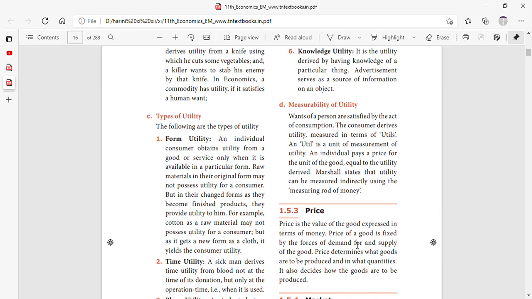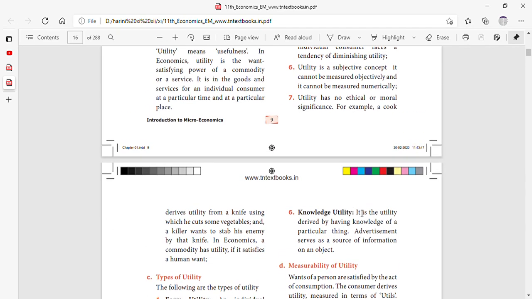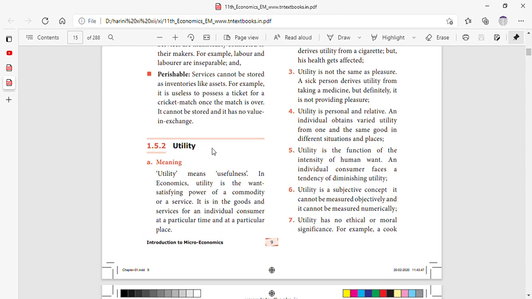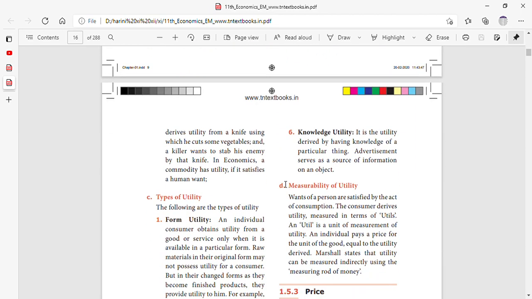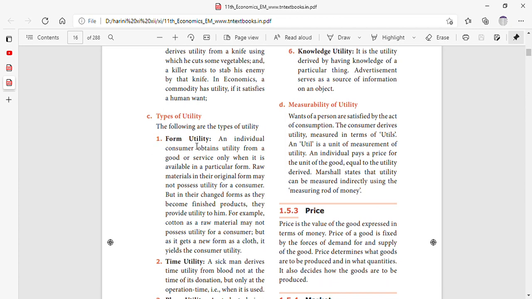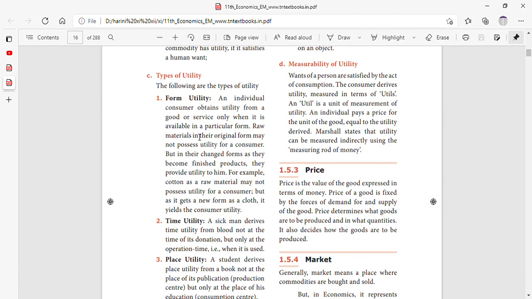So utility is usefulness. Already we saw what is utility. Utility means usefulness. So types of utility: form utility. Form utility is when something is useful only in a particular form.